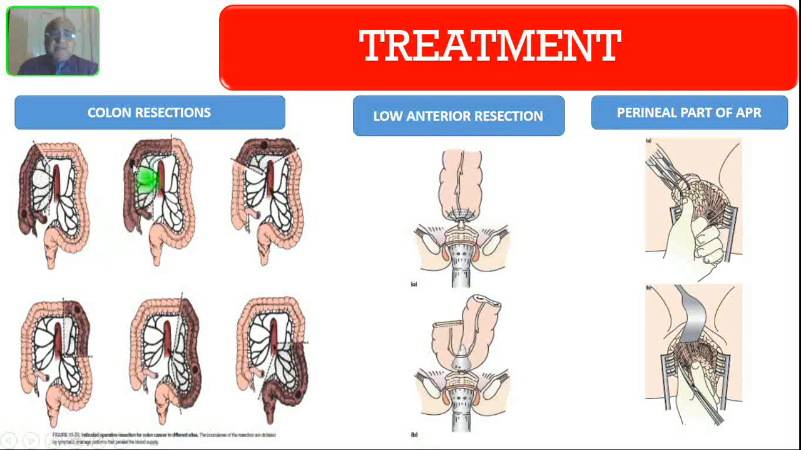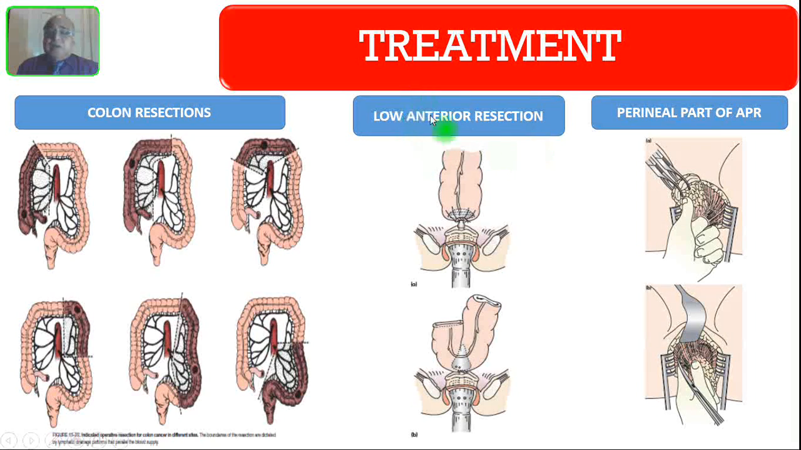So here if it is in the hepatic flexure, you have to do radical extended right hemicolectomy. If it is in the transverse colon, do a radical transverse colectomy. If it is in the left side colon, then you have to do radical left hemicolectomy. If it is in the sigmoid colon, do radical sigmoidectomy. So if it is in the upper part of the rectum, that means the tumor is lying say more than 10 to 15 centimeters, then you can do anterior resection.